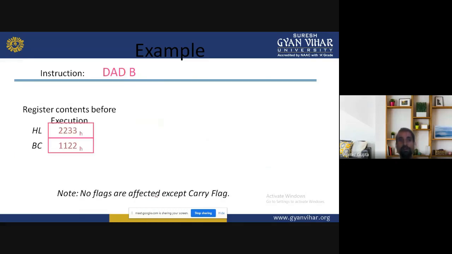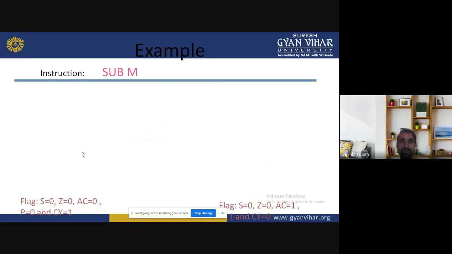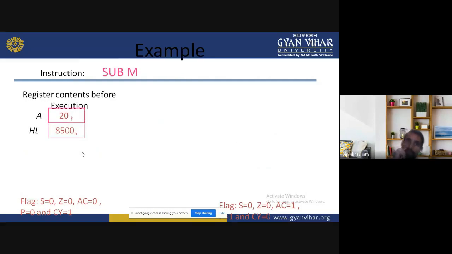DAD, decimal adjust. So here it will adjust the HL pair into decimal. BC and subtraction. Now we are coming to subtraction. Subtraction, how will we do the subtraction?